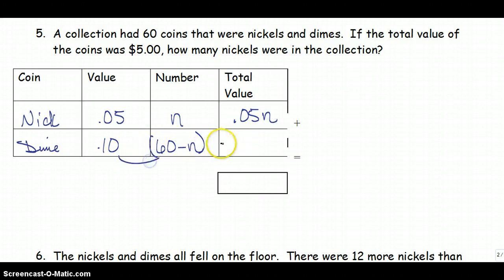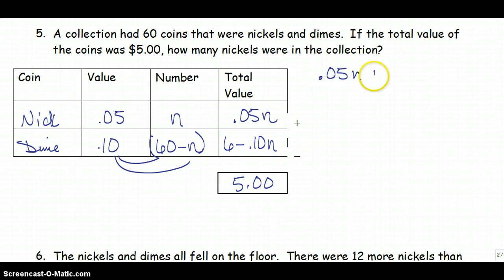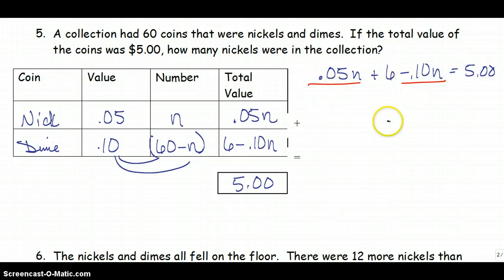Distribute. So now we have 60 minus 0.10N is equal to $5. Now we're going to solve. 0.05N plus 6 minus 0.10N is equal to 5. Combine my like terms. 0.05N minus 0.10N. Smaller from the larger, keep the sign of the larger because I have opposite signs. Negative 0.05N plus 6 is equal to 5.